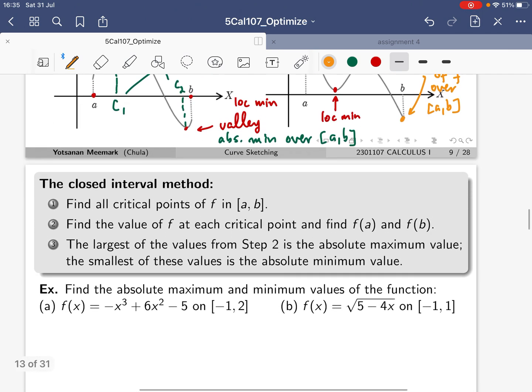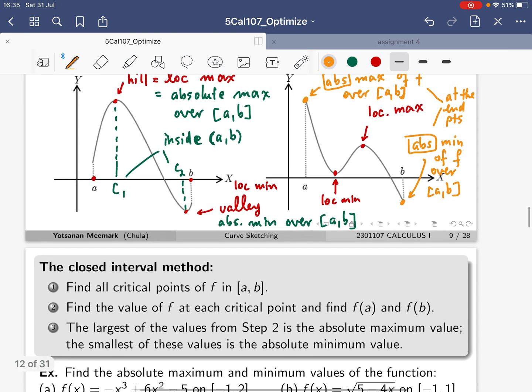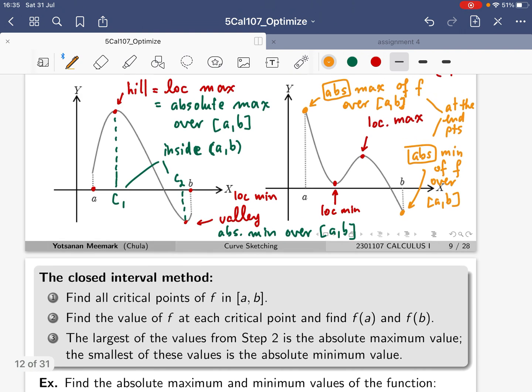So how are we going to find the absolute max or min? We have the so-called closed interval method. The first step, you must find all critical points. Why is that? Because this peak can be a good candidate for your absolute max and min as well, right? So you need to find all critical points, but then you don't really need to do any test. All you need to do is a comparison.